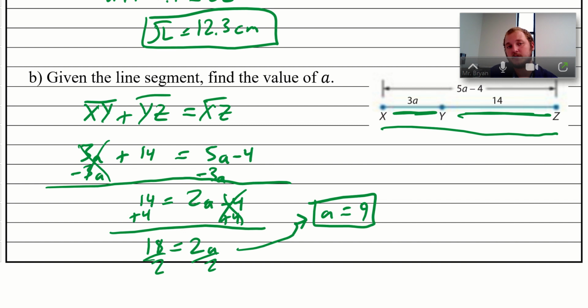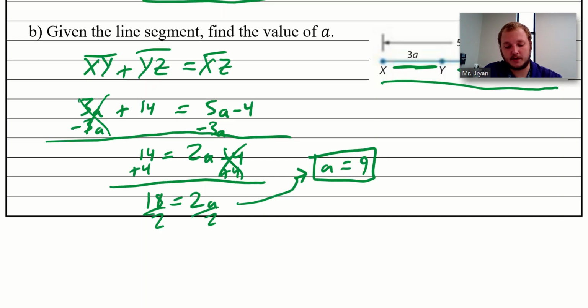Okay, and again, if I wanted to, just like any other algebra problem, if I wanted to double check and make sure this is right, what I could do is just plug this into my diagram here. So plug in 9 for A, and then see, do those lengths actually come out to be the same, and they should if we've done it correctly. Okay, so that's using the segment addition postulate.